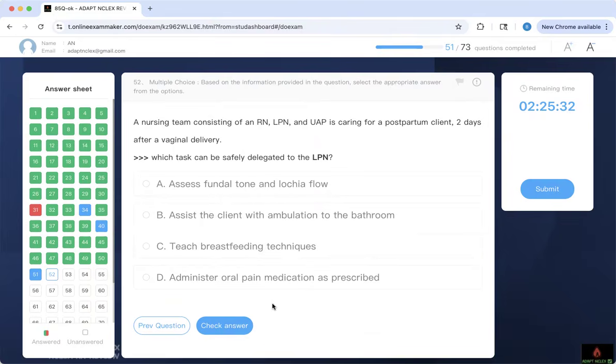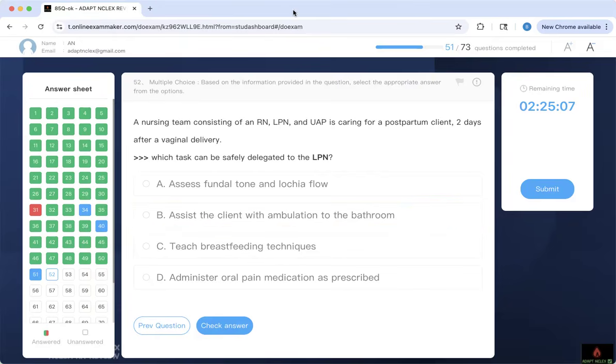Which task should be safely delegated to the LPN, MMR most? Most medication, monitor, reinforce are the key. And special tests. And this team consists of what? RN, LPN, UAP in the care of a postpartum client 2 days after vaginal delivery. Which one should we give to the LPN?